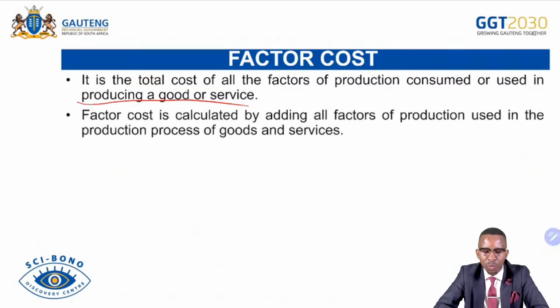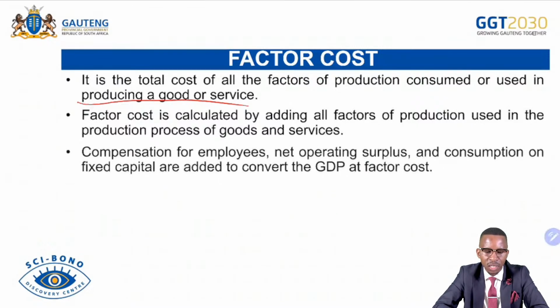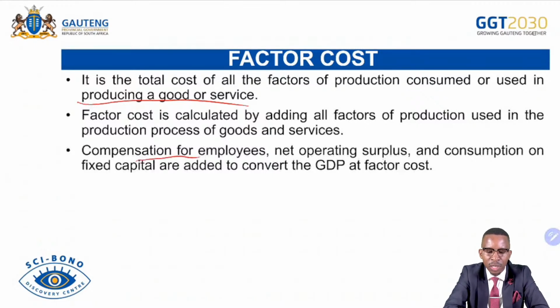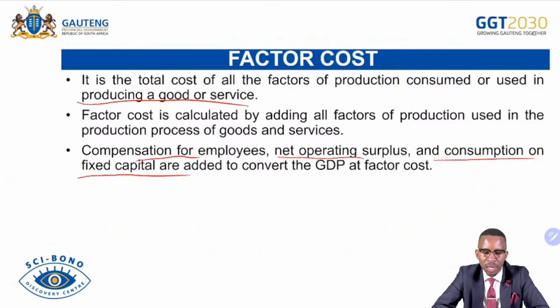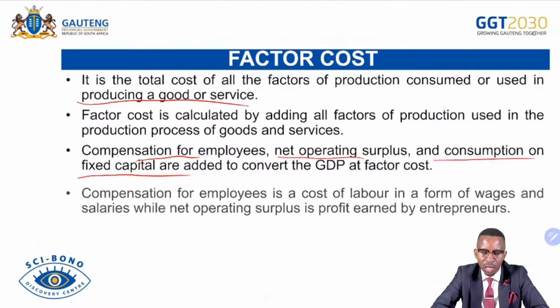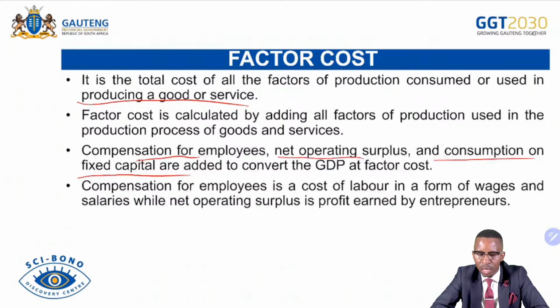And then factor cost is calculated by adding all factors of production used in the production process of goods and services, which include the likes of compensation for employees, net operating surplus, as well as consumption of fixed capital. Remember, the compensation for employees includes labor. Net operating surplus, the part of what? The part of what we call entrepreneurs, because they're the ones that are receiving net profit. Then consumption of fixed capital, in there we have the likes of capital as a factor of production, as well as the land can be a part of that one. Compensation for employees is the cost of labor in the form of wages and salaries, while net operating surplus is the profit or net profit earned by entrepreneurs.